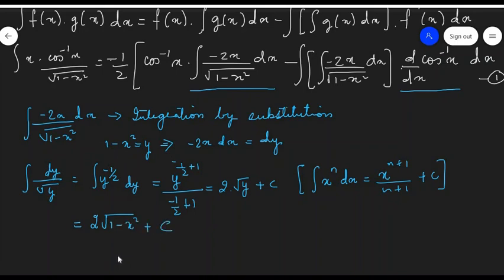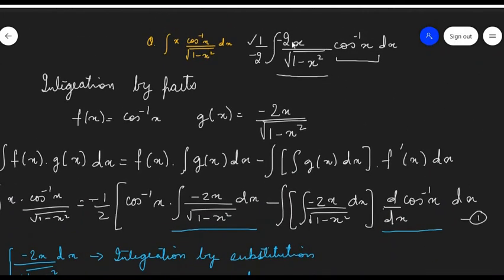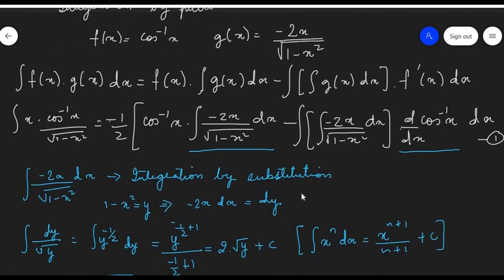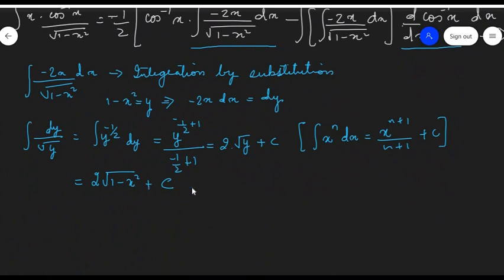I hope now you understand why we have added the 2 in the beginning of the question. So here we added a 2, right? Here we have added a 2. We have added this so that our integration becomes easy. So let us call this equation number 2 and calculate d by dx of cos inverse x next.